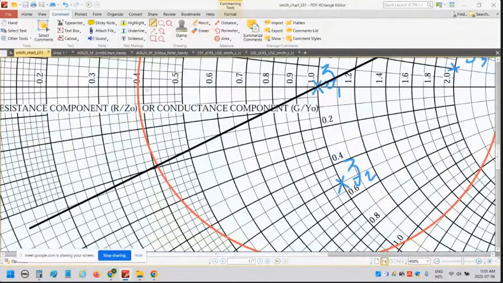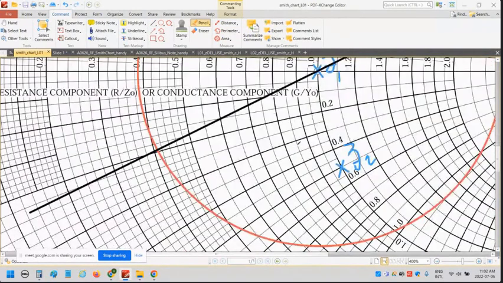0.4 here. Let's say this one is a... because I'm using this one, it might not be accurate, but if you're using a compass, you should get around 0.4 minus 0.2. The location is here.